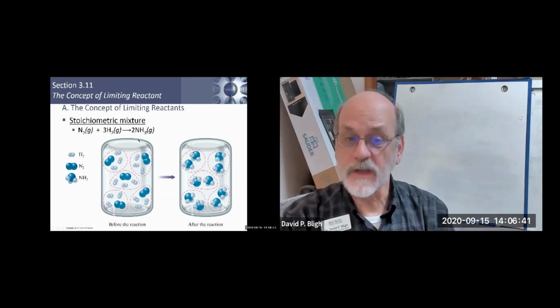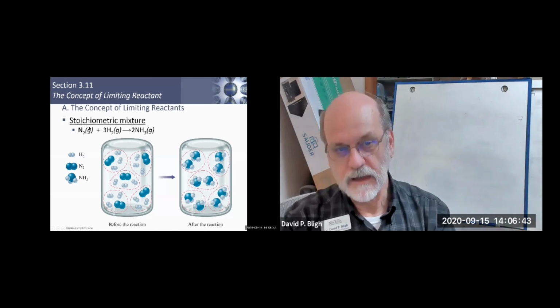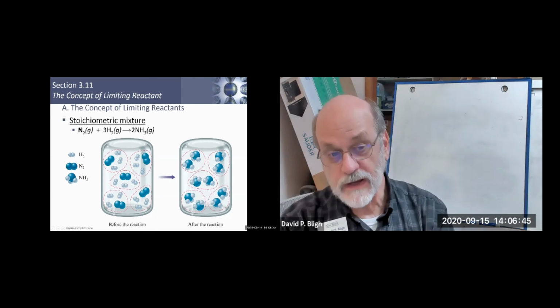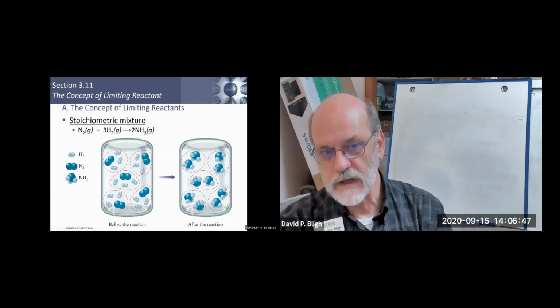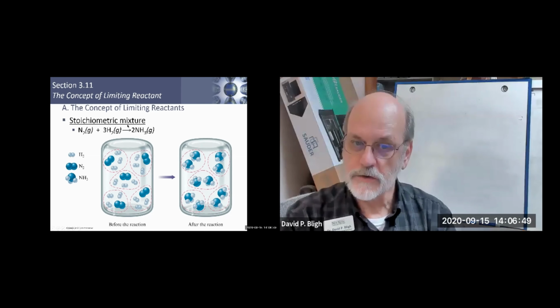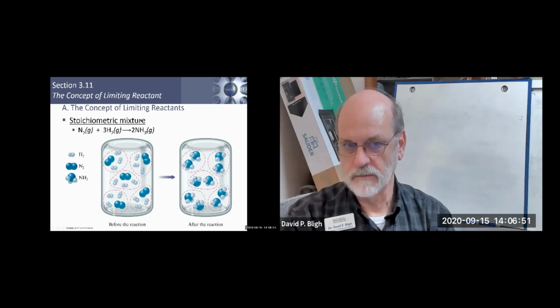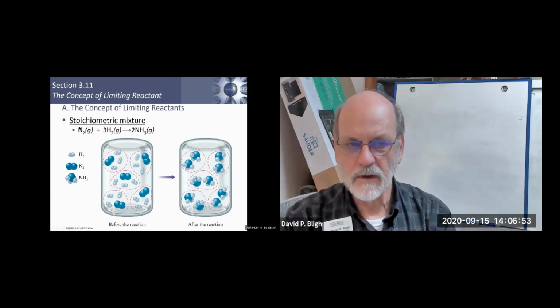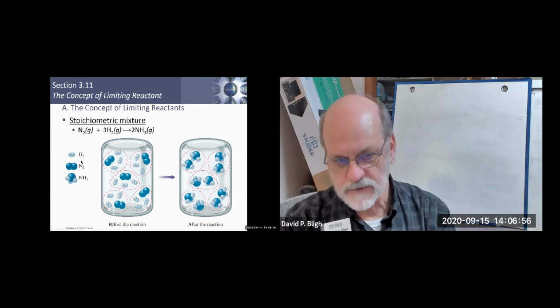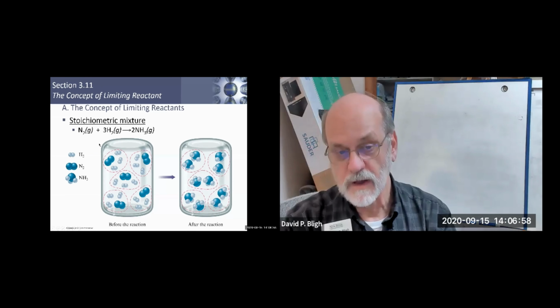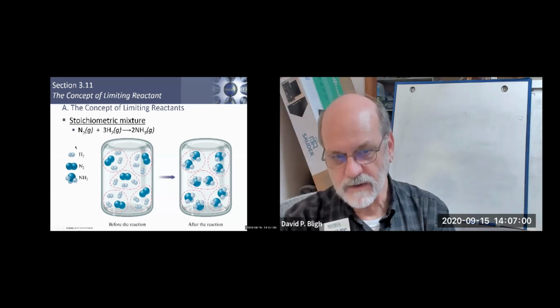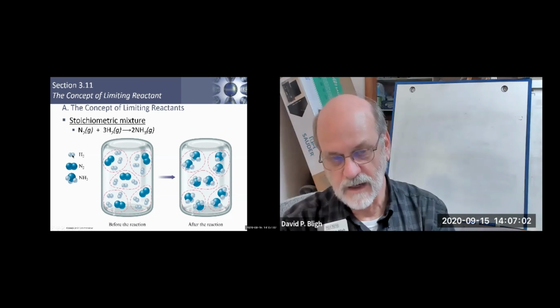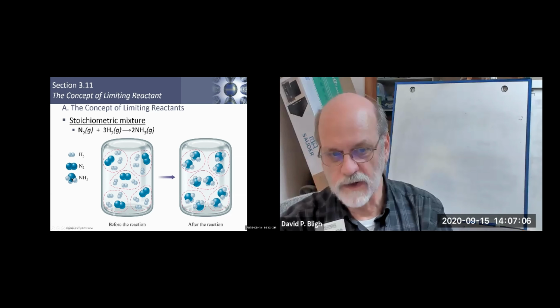So this is a stoichiometric mixture. Right? Here we have 1 nitrogen molecule, 3 hydrogen molecules produce 2 ammonia molecules. Right, so what does that look like? Well, nitrogen is diatomic, right? So here's the big blue nitrogen. Hydrogen is diatomic. Here's the little pearly hydrogens. And here's the ammonia with 1 nitrogen and 3 hydrogens, just like that.